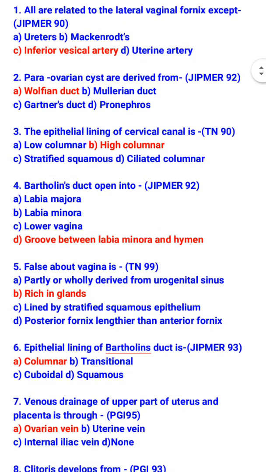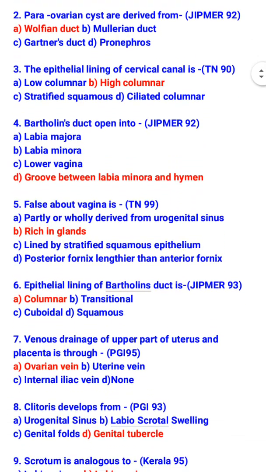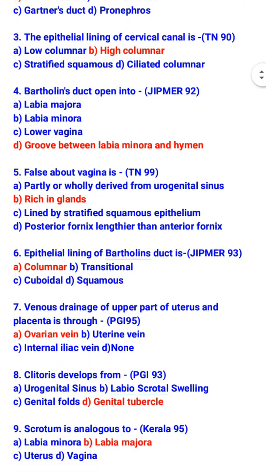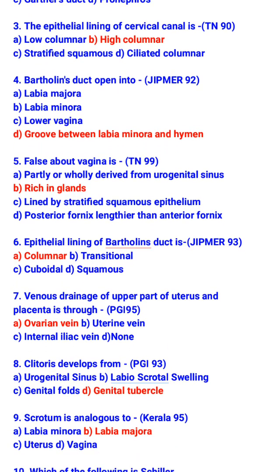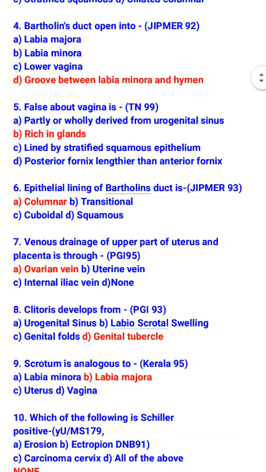Bartholin's duct opens into the groove between labia minora and hymen. False about vagina is that it is rich in glands, and true about vagina is that it is partly or wholly derived from urogenital sinus, lined by stratified squamous epithelium, and the posterior fornix is lengthier than the anterior fornix. Epithelial lining of Bartholin's duct is columnar.